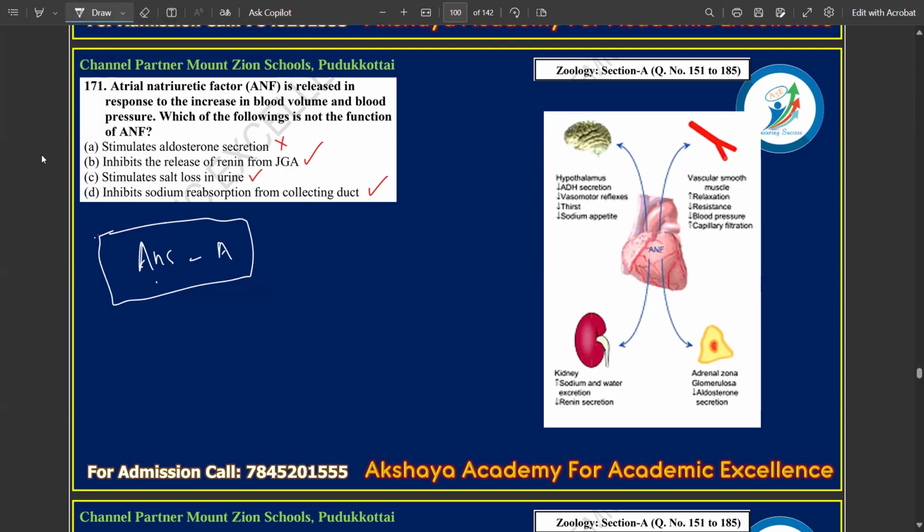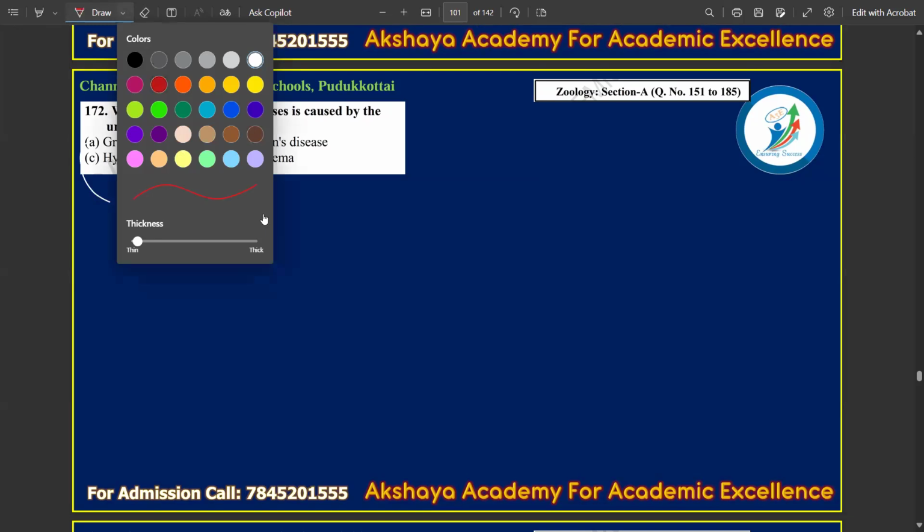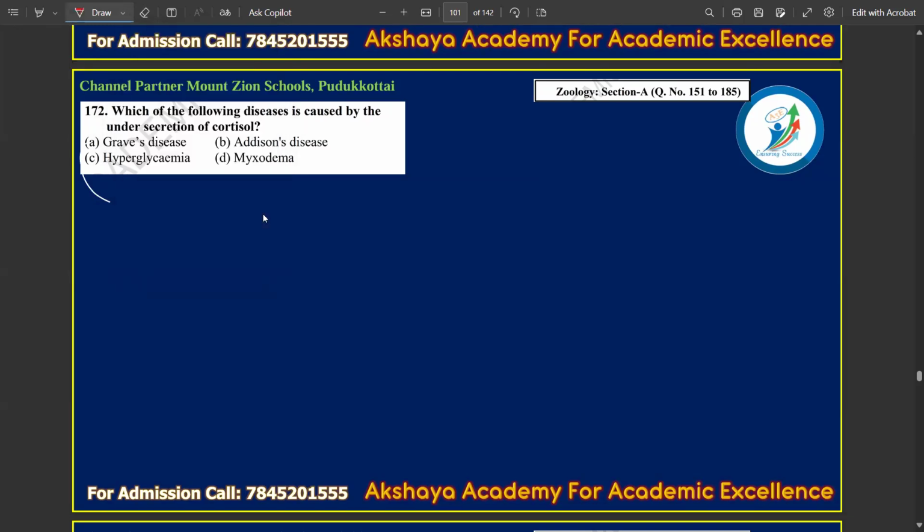Then let's go to next question. The next question says, which of the following diseases is caused by under secretion of cortisol? Which means you need to find which of the following conditions indicates the under secretion of cortisol. If we see Graves disease, it is an autoimmune disorder where there's an overproduction of thyroid hormone, right? It's called hyperthyroidism.